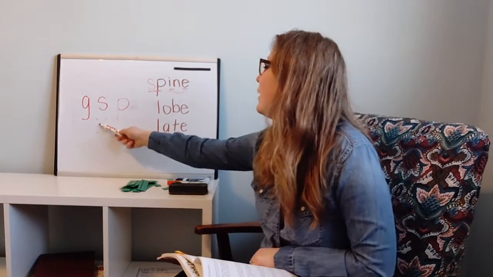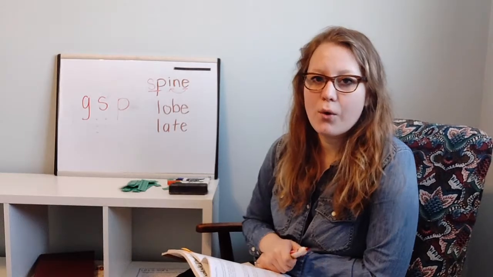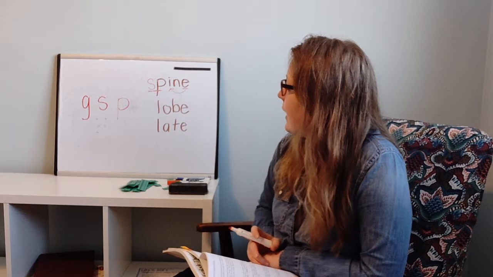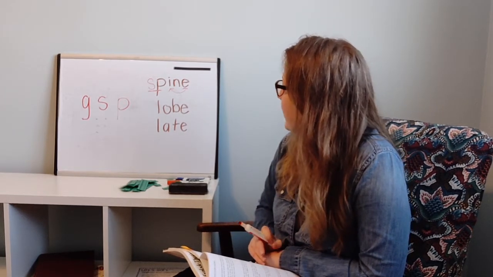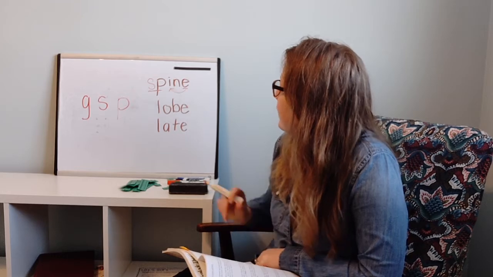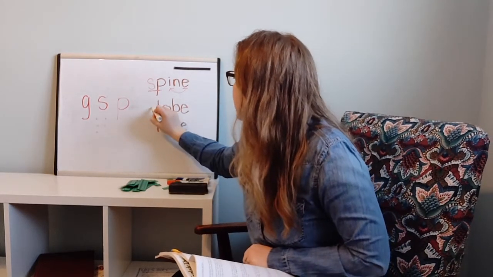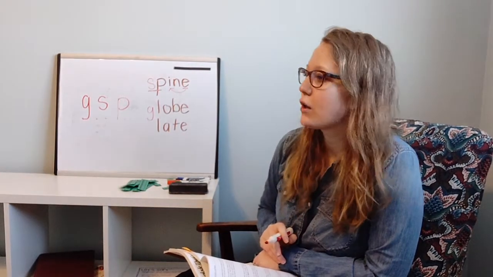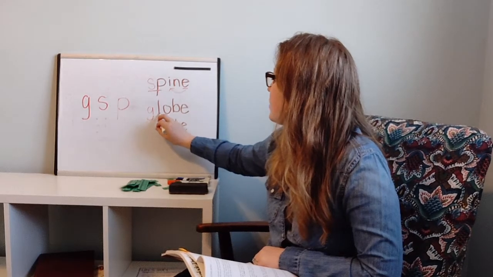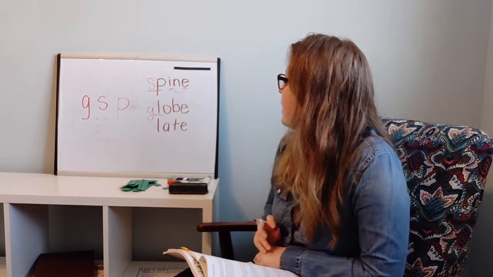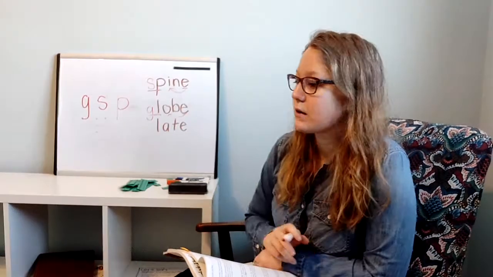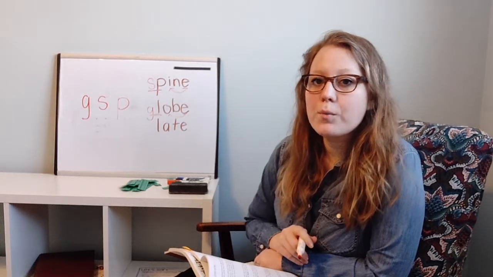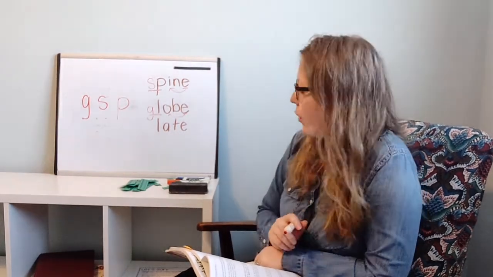Our next word is lobe. Can I add one of these letters to lobe to make a new word? You think we should add the G, the S, or the P? I think we should add the G to this word. Now our word lobe becomes globe. We blend our G and our L together. Gl is our sound. Our silent E makes the O say his name. So lobe becomes globe. Globe.